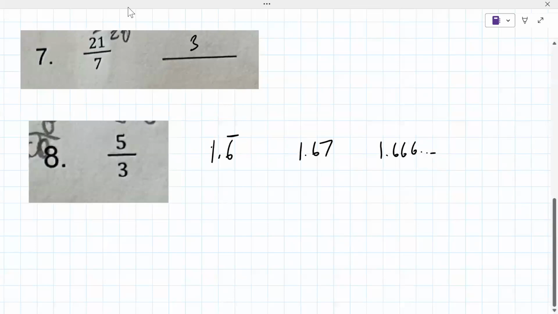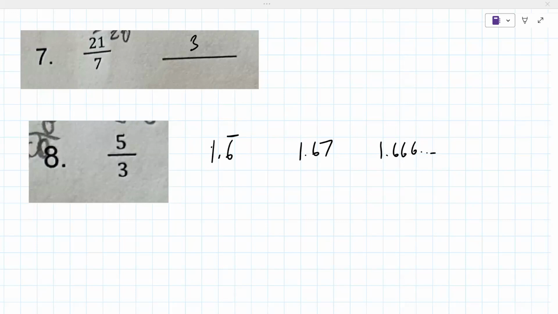1.6 repeating. So I don't know what your instructor wants you to put there. You could put a bar, you could round, you could go like 1.67, you could go 1.666, like that. I mean, you have lots of ways to present the answer. I don't know what your teacher wants you to do.